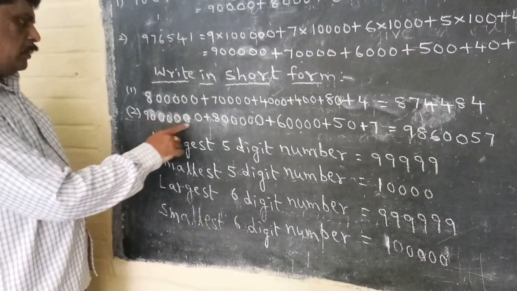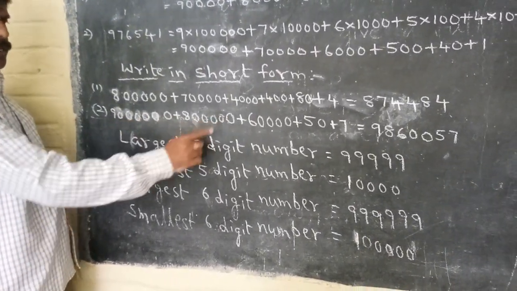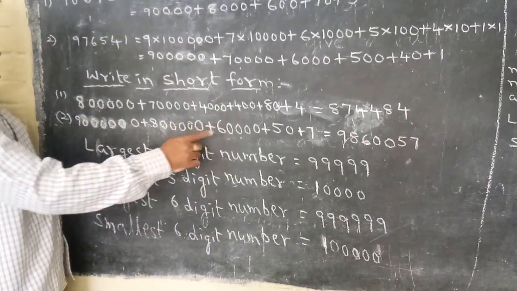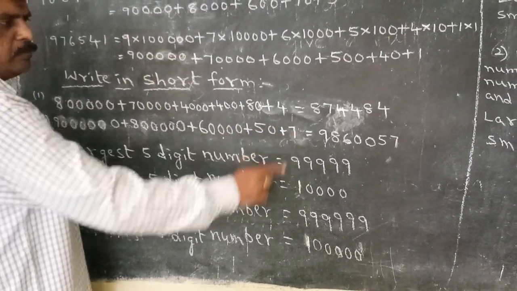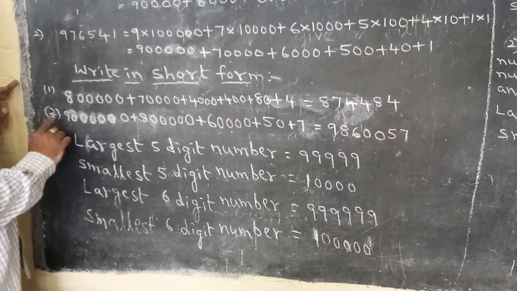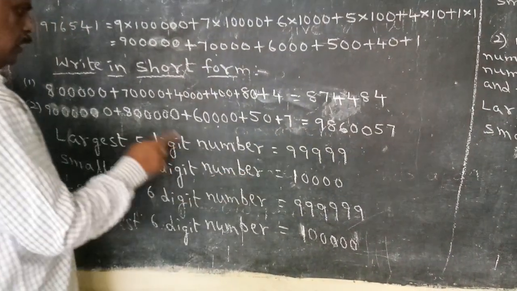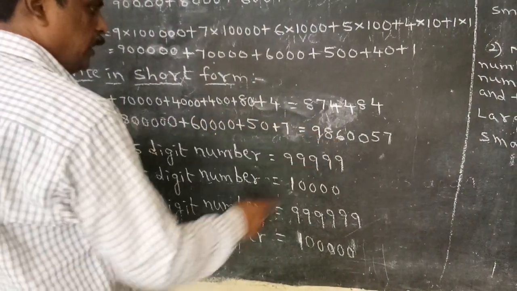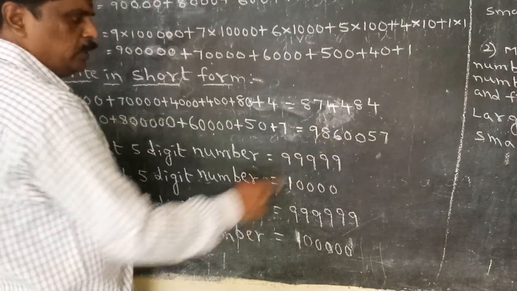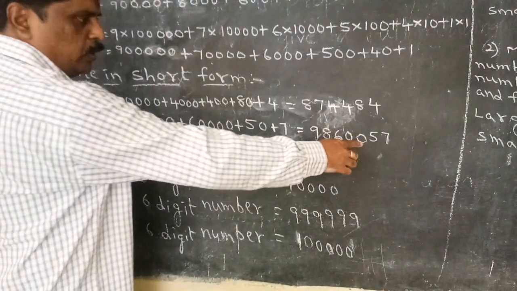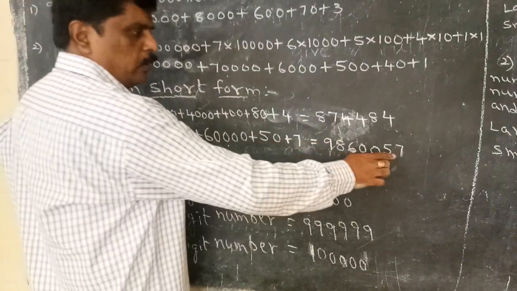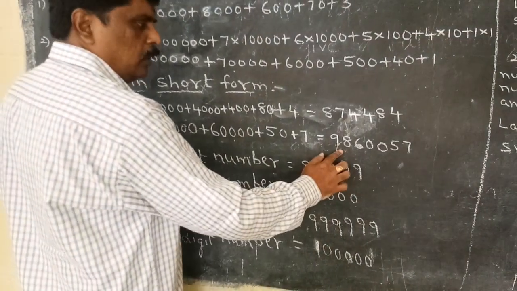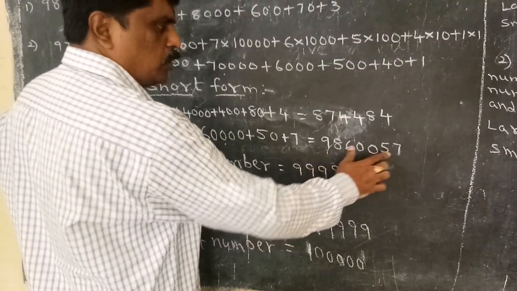Here is 90 lakhs plus 8 lakhs plus 60,000 plus 50 plus 7. So here the 10 lakhs place is 9 and the 1 lakhs place is 8 and the 10,000 place is 6, and there is no 1,000 place, so you have to put a 0 here, and there is no 100 place, so put a 0 here, and the tens place digit is 5, write 5 here, and the ones place digit is 7, write 7 here. So our number is 98,60,057.